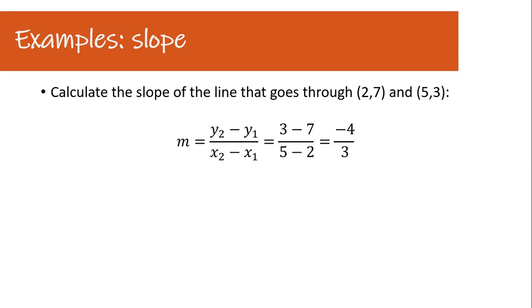Now, if you're curious, remember it doesn't matter what order we do it in. We could have done 7 minus 3 on the top to get a positive 4 on the top, but that would mean that we'd have a 2 minus 5 to get a negative 3 on the bottom. You're welcome to use the first minus the second, but again, make sure that you always do it in the same order and make sure that the y change is on top with the x change on the bottom.